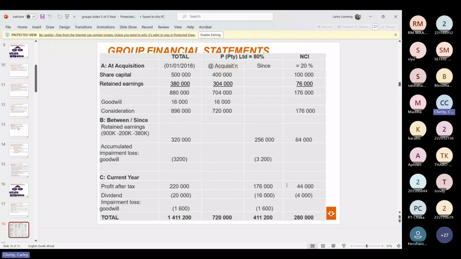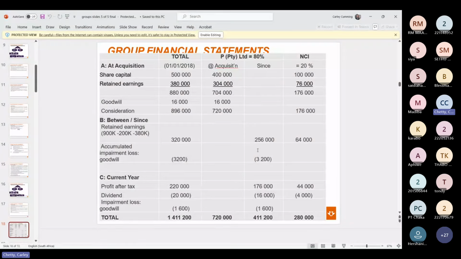And then non-controlling interest is 20%. So the non-controlling interest will take profit after tax of 220,000 times 20%, and that will give us the non-controlling interest of 44,000. And then the dividend of 20,000 multiplied by 20%, which is the non-controlling interest portion, that will give us 4,000. Then we have a goodwill impairment, and we'll go to the calculation in a minute. The calculations will show that we had an impairment loss of goodwill of 1,600 in the current year. Okay, so that is the current year.